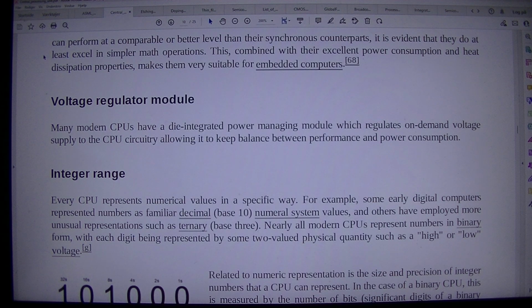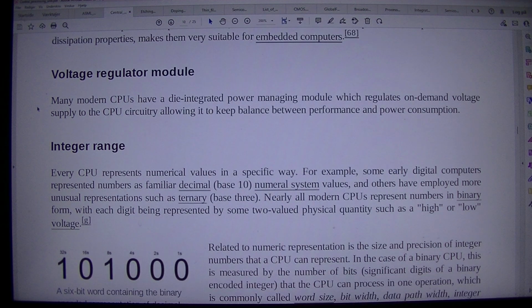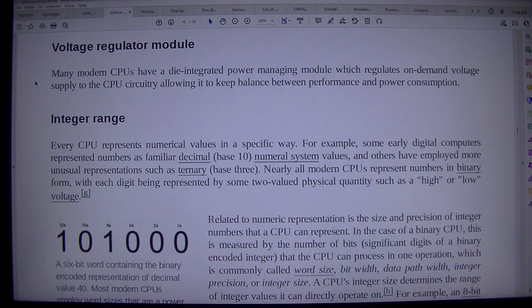Voltage regulator module. Many modern CPUs have a die-integrated power managing module which regulates on-demand voltage supply to the CPU circuitry, allowing it to keep balance between performance and power consumption.